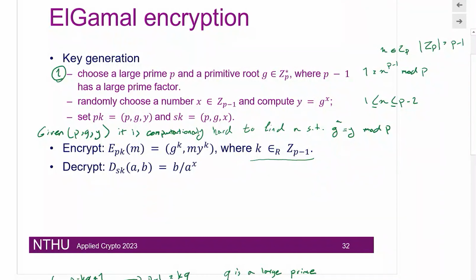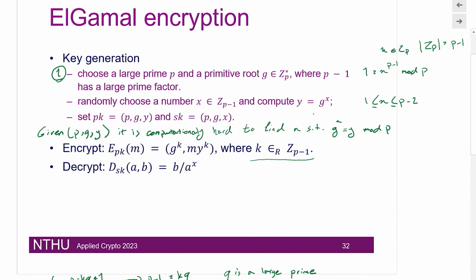The way it works is that we need a large prime p, where p minus 1, which is an even number, has a very large prime factor. We discussed how to derive that. Once we get that, we randomly choose an x from 0 to p minus 2, and then compute the public key y equals g to the x, mod p, of course.